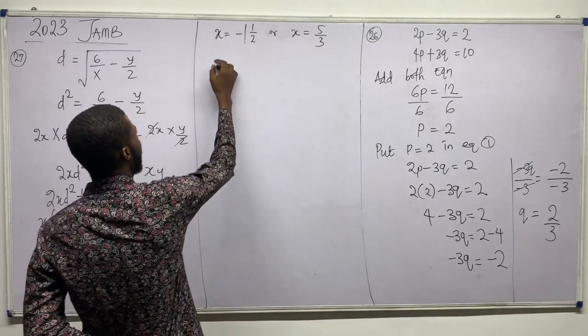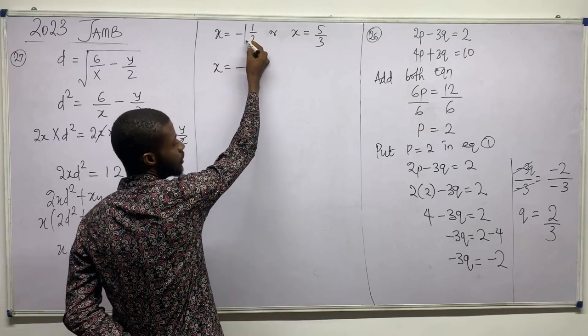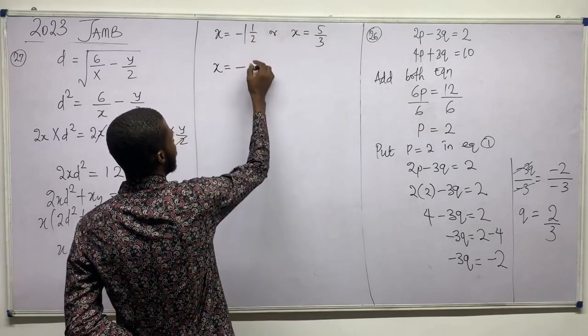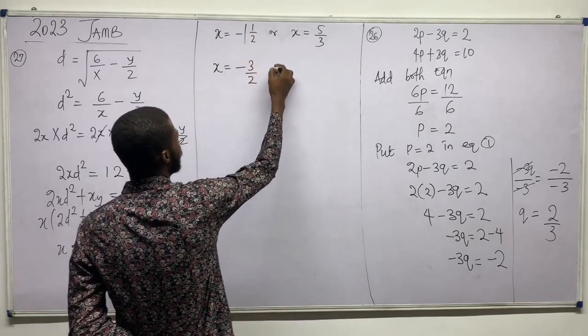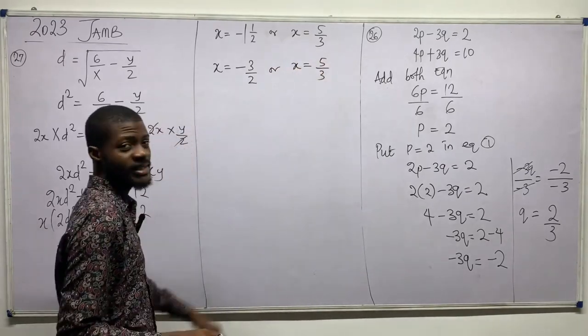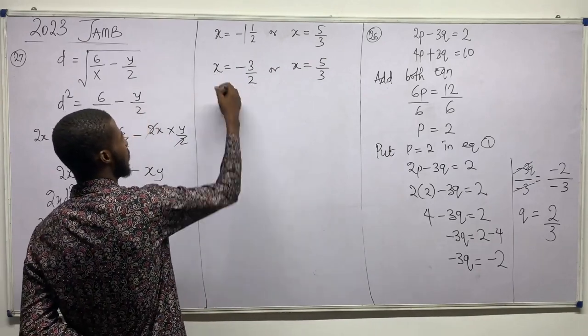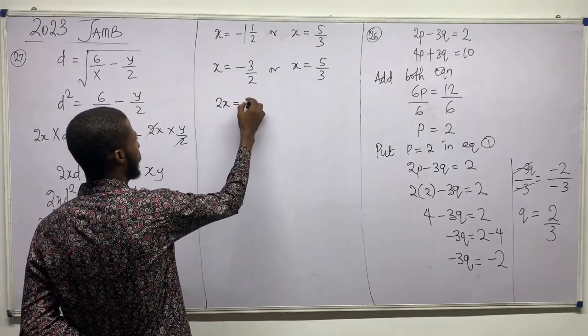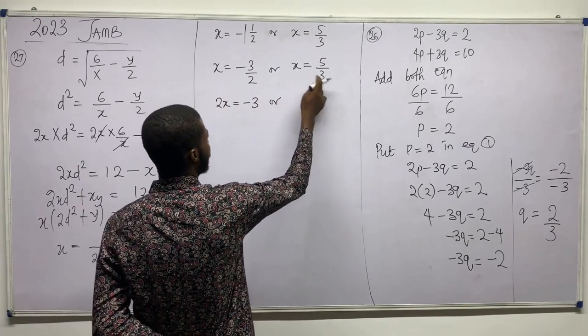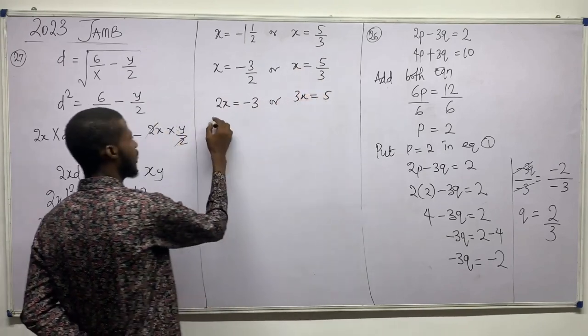Now, this will become x equal to minus 2 times 1, which is 2, plus 1 is 3. So this is 3 over 2. Or x equal to 5 over 3. If you've mastered this method, you can solve the question very fast. Now, 2 times x will give us 2x equal to minus 3. Or 3 times x will give us 3x equal to 5.